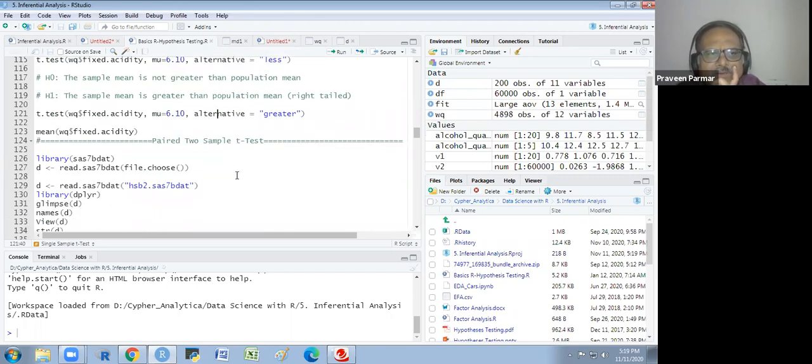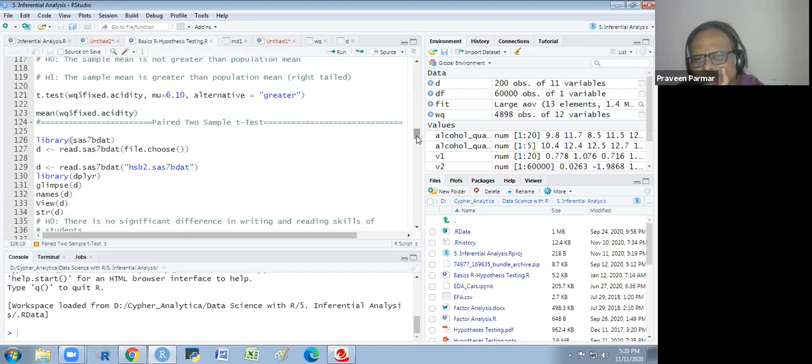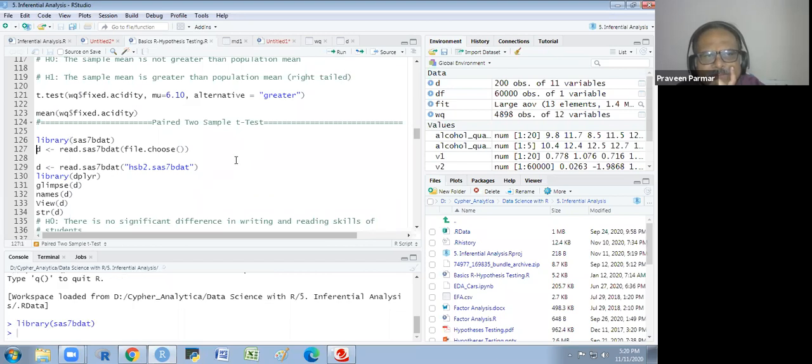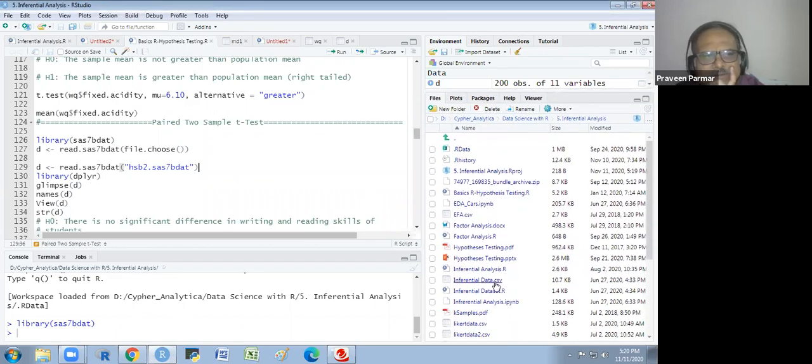Now we talk about the paired two-sample t-test. Here I am taking one data set from a SAS file, and for reading that file I need a library, which is sas7bdat. I have to import this library first. Then I read that data, because this data is already in this project. The data name is HSB.